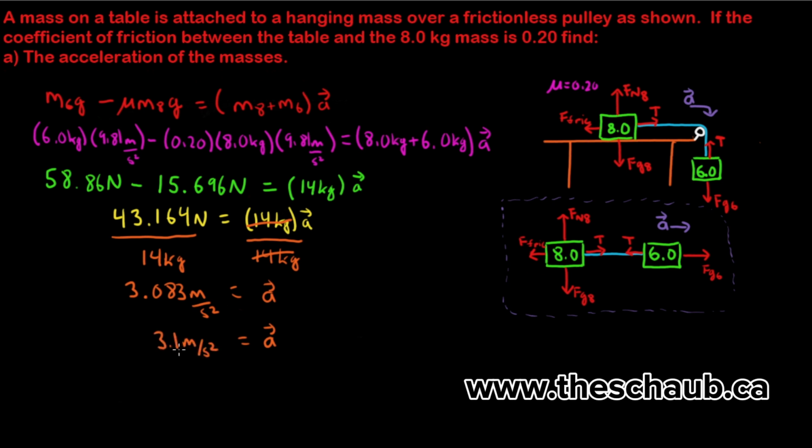So this is our final answer for part A. The acceleration of the masses is 3.1 meters per second squared. Because we need this acceleration in part B, let's keep the unrounded value over here. So the acceleration of the system is equal to 3.083 meters per second squared.